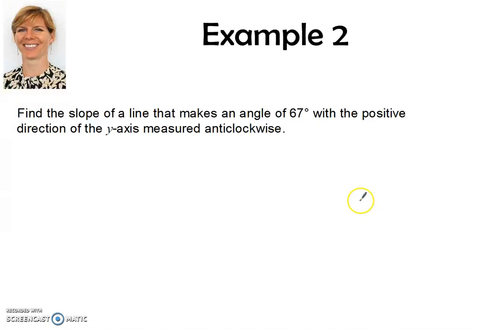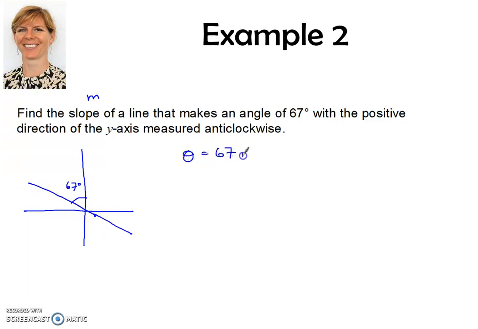Okay, second example, we've got slope of a line, so find the slope, so we're looking for the gradient, that makes an angle of 67 with the positive direction of the y-axis this time, measured anti-clockwise. So what that's saying is, if we're looking at the y-axis and we're measuring anti-clockwise, it means we've gone this way. So we're looking at 67 degrees. It doesn't matter where we draw it. I'm going to draw it through the origin just because it makes life less complicated. In this case, the angle of inclination is going to be 67 plus 90, because that'll give us that whole angle there. So we get 157.